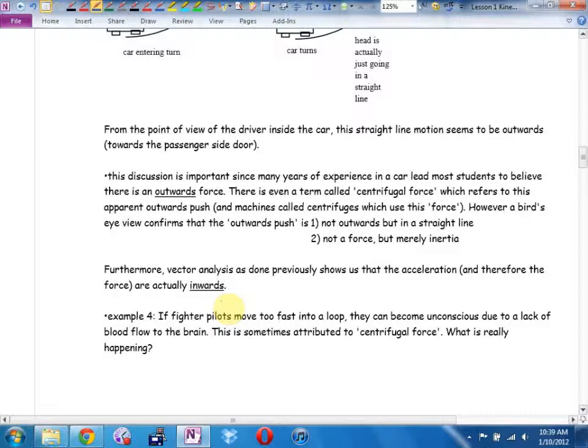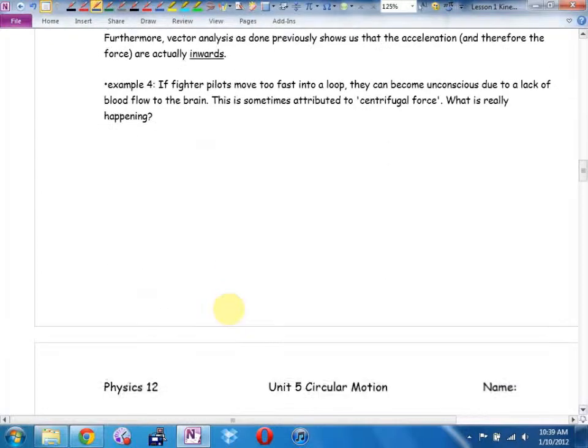Example four. If fighter pilots move too fast into a loop, they can become unconscious due to a lack of blood flow to the brain. Sometimes this is called centrifugal force. They say that the blood has rushed to their feet. That is not correct.